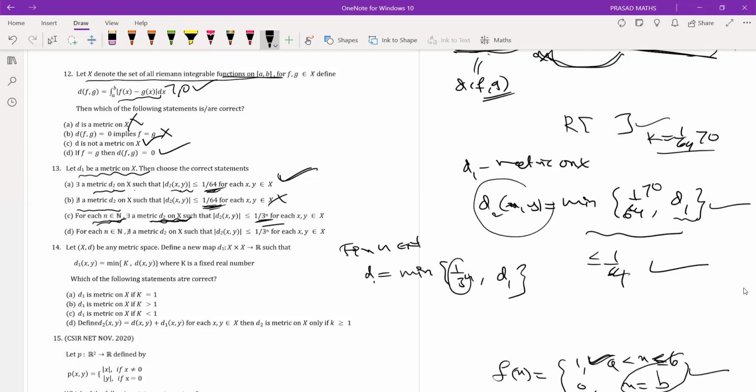You know 1/3 power n is positive, therefore it is a metric. This is bounded by 1/3 power n. Yes or no? So we can find a metric d2 which is bounded by 1/3 power n. This is true for every n.